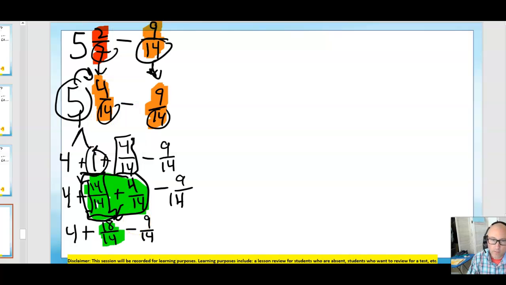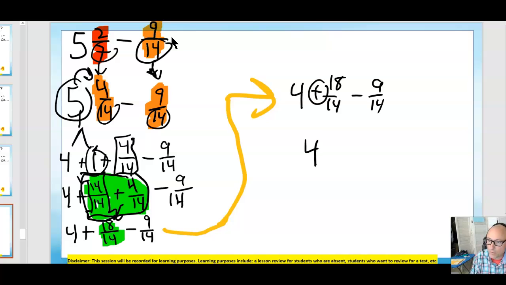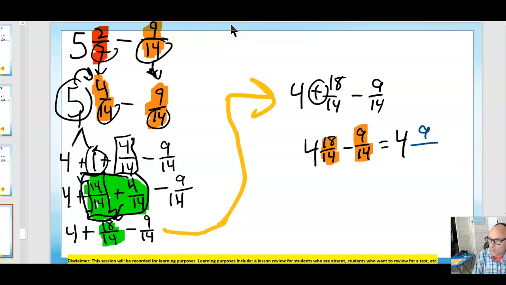There we go. So I just want to show you something kind of neat here. I showed you this earlier. I'll just stick with this yellow for a second. Up here, let's rewrite this. 4 plus 18 14ths minus 9 14ths. It's the same thing. Remember that plus sign is 4 and 18 14ths minus 9 14ths, if that makes it easier for you to visualize. So now the 4 is going to still be there, and you can just do your 18 14ths minus your 9 14ths, right? Which is 9 14ths. Ta-da!